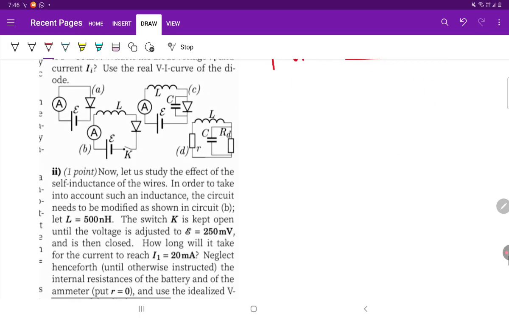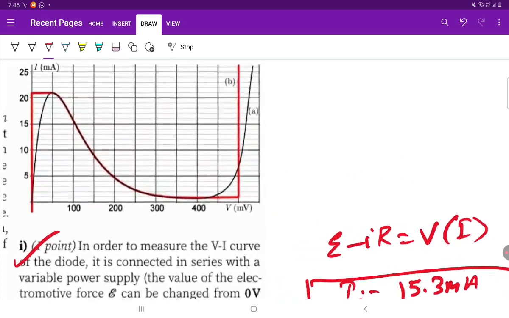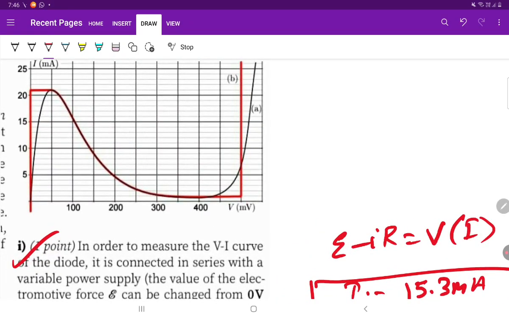The second part says let us study the effect of self-inductance of the wires. In order to take into account such an inductance, we need to use circuit B, where L is equal to 500 nanohenry. The switch key is kept open until the voltage is adjusted to 250 millivolt and then closed. How long will it take the current to reach I1 equal to 20 milliamperes? Now see, in the 0 to 21 milliamperes range, you can see that current is independent of voltage. So it will just act as a normal diode which is in forward bias, right?